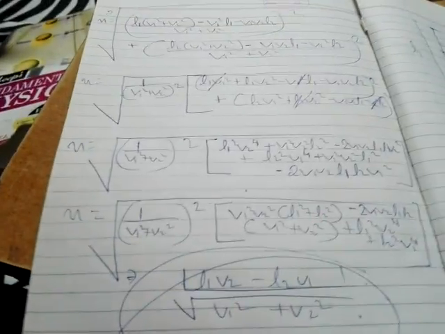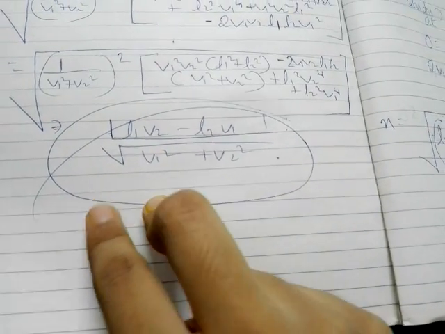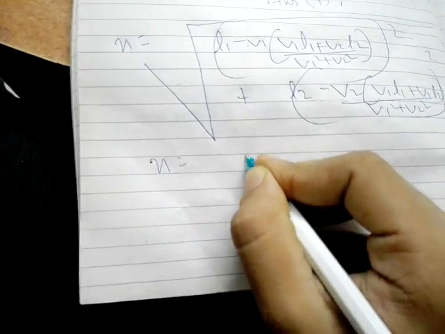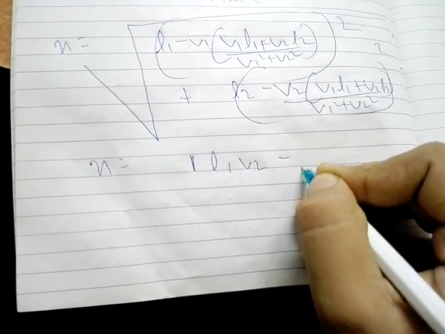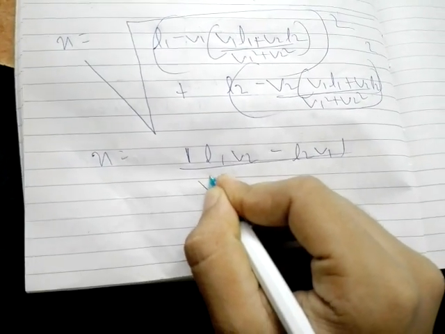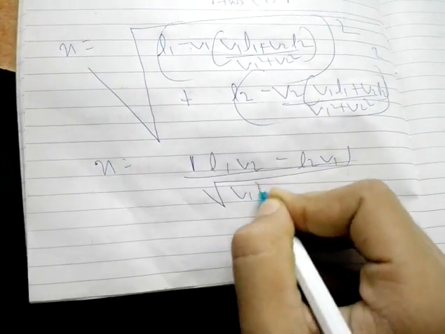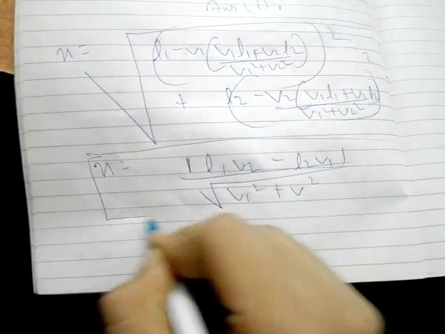Yeah, I have calculated the answer and simplified the equation, and my answer was coming as the modulus of L1V2 minus L2V1, divided by the square root of V1 square plus V2 square. That is our final answer for the shortest distance.